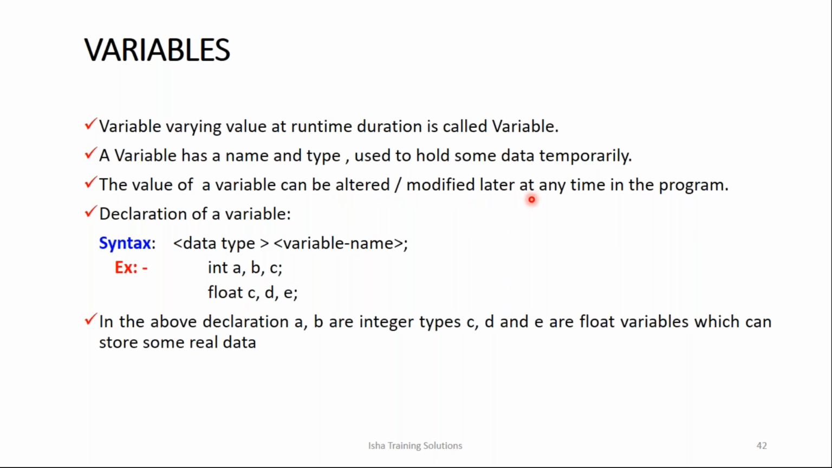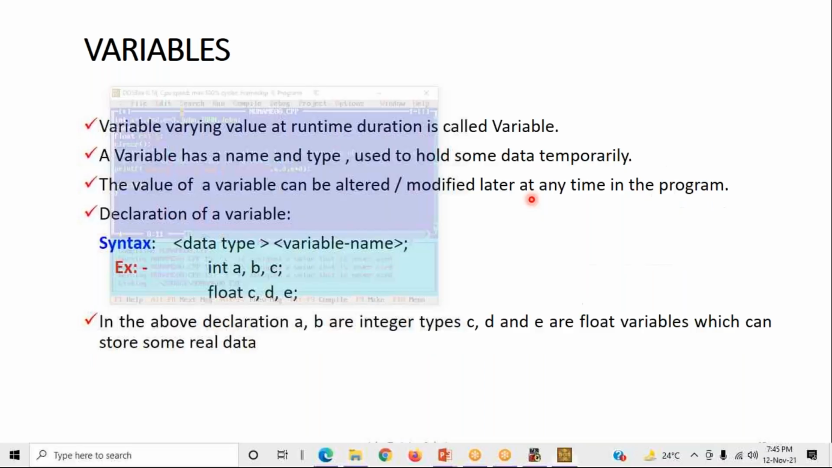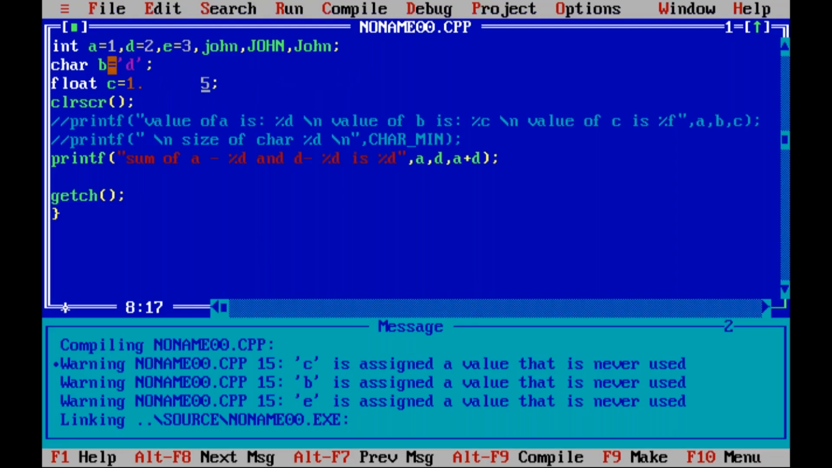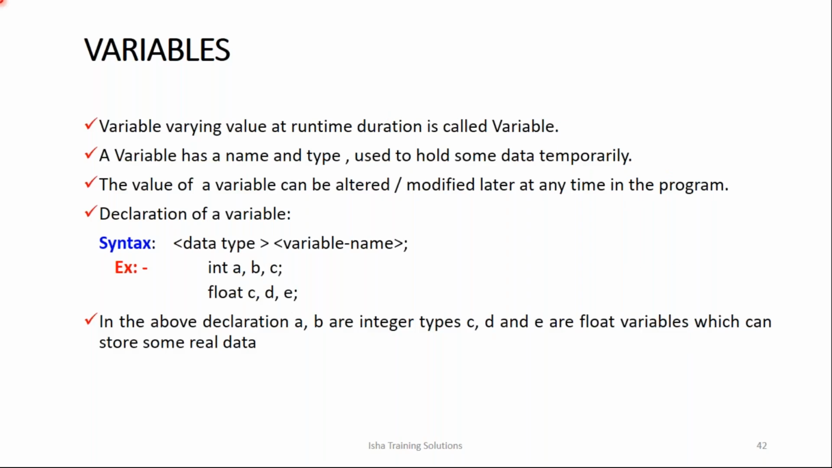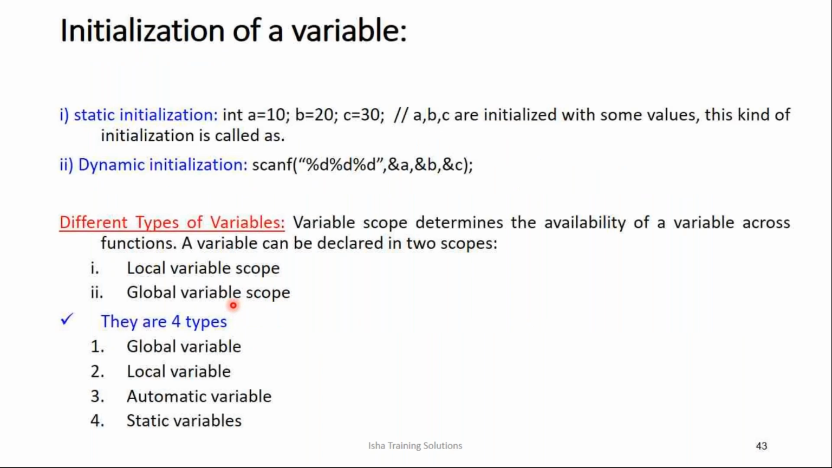We can give one value in the beginning, like a equal to 1, and after a while we can even change the value of that variable, so the last value you give will be displayed on the screen. In the above declaration, A, B, C are of integer data type, and C, D, E are of float data type. We have two types of initialization here: static initialization and dynamic initialization. We will see this today, and we will end the class.